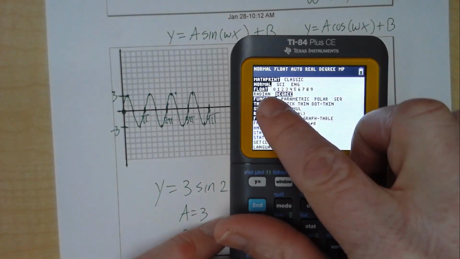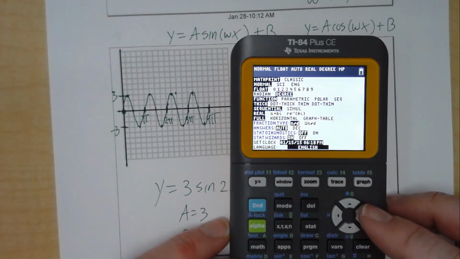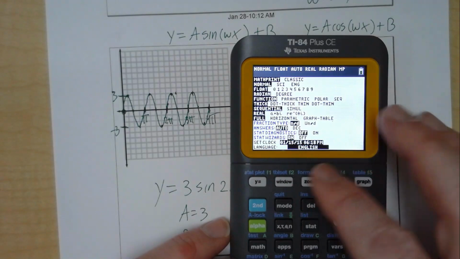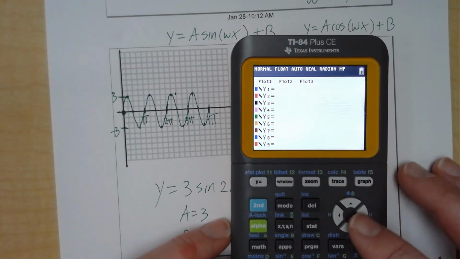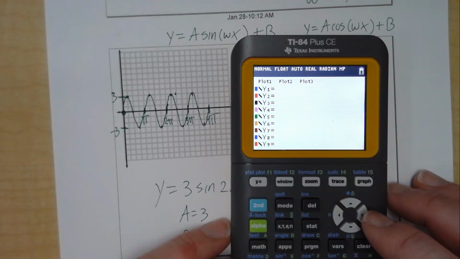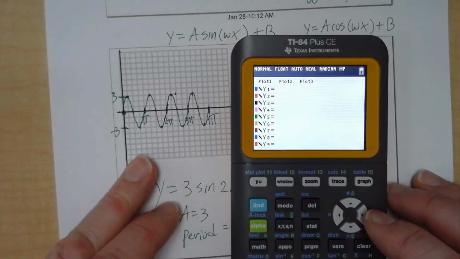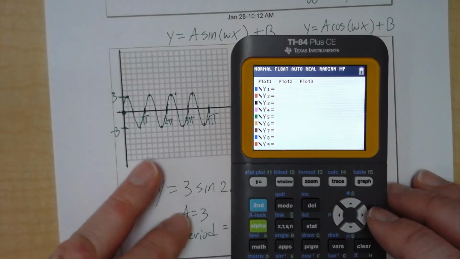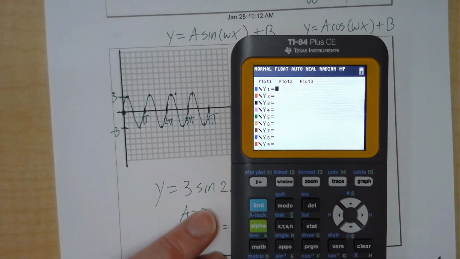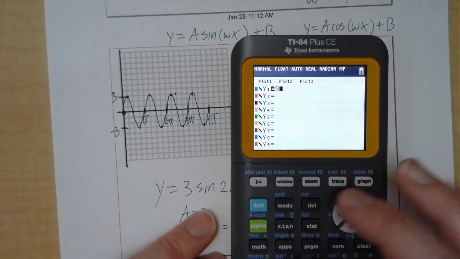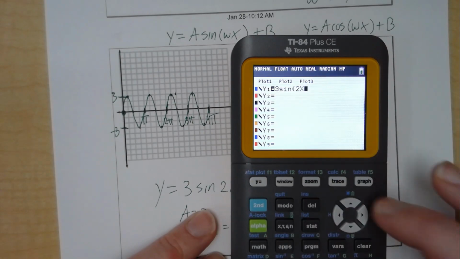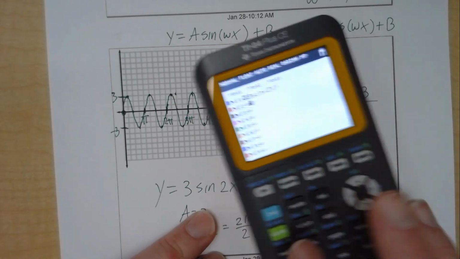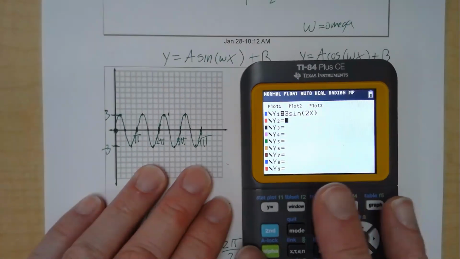Yesterday I was messing around with this and I went to degree mode, so you've got to be in radians. Quit. Y equals, turning the plot off down here, and I'm going to do 3 sine 2x. Close the parentheses. All right. So I'm going to make it look just like on the paper here.